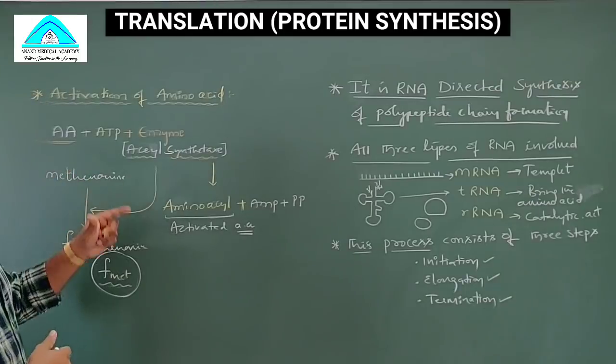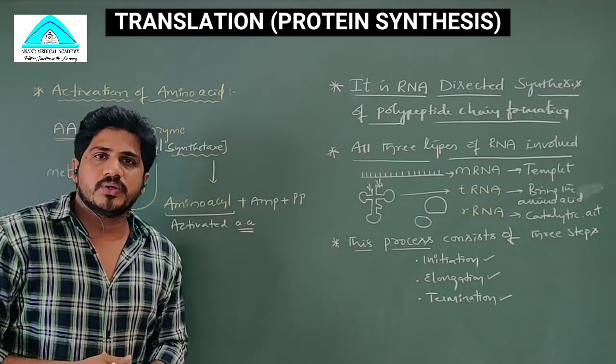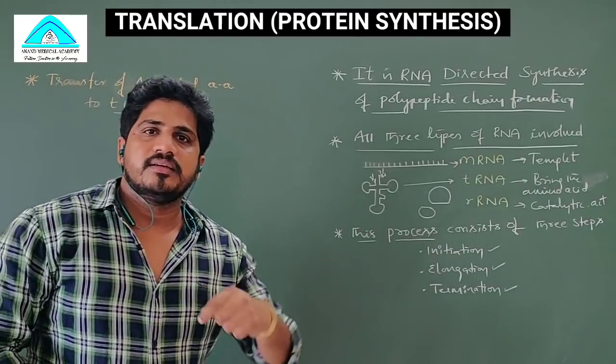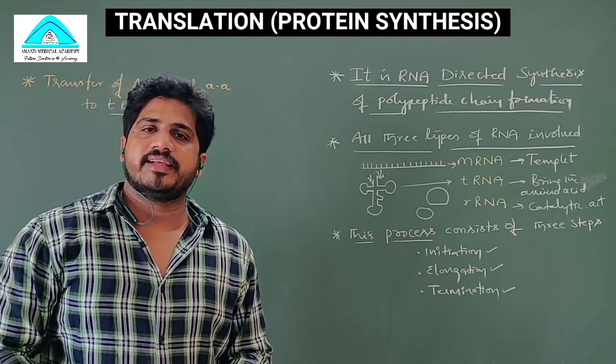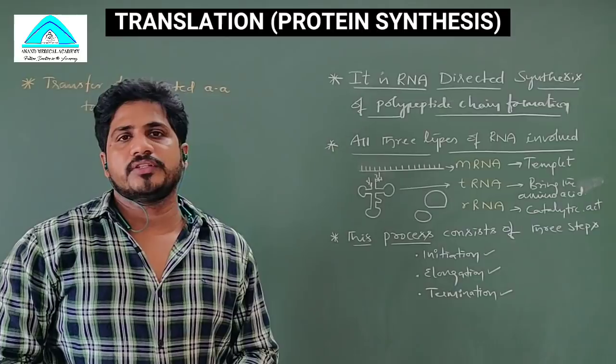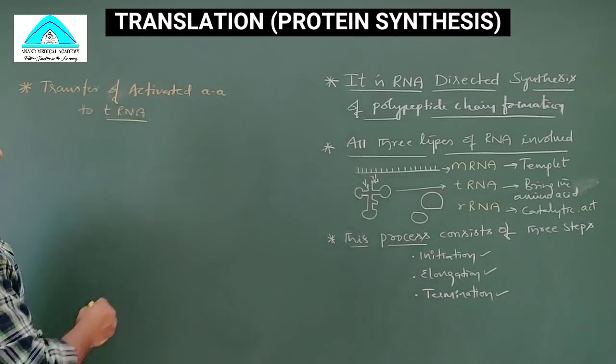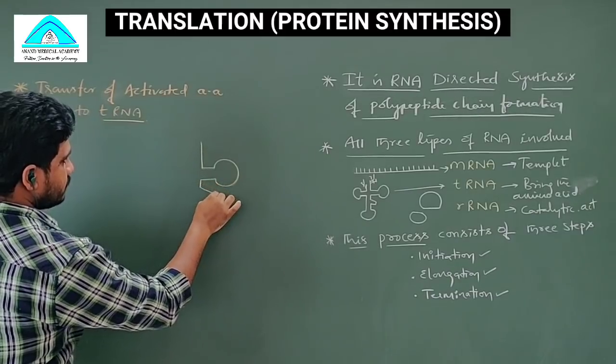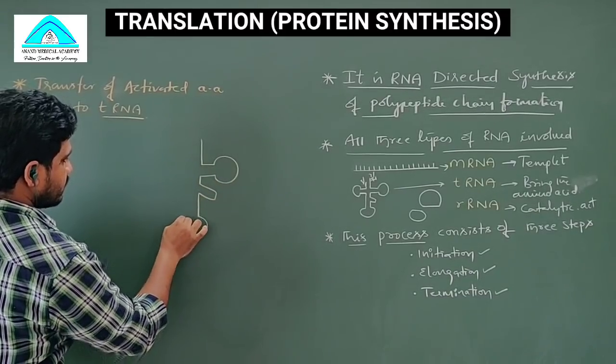Let us see, once amino acids are activated, what is going to happen? Once an amino acid is activated, it goes and binds to tRNA. Where exactly does it bind to tRNA? How does this process run? Let us see. You know very well the tRNA structure, the cloverleaf structure. It has many arms.